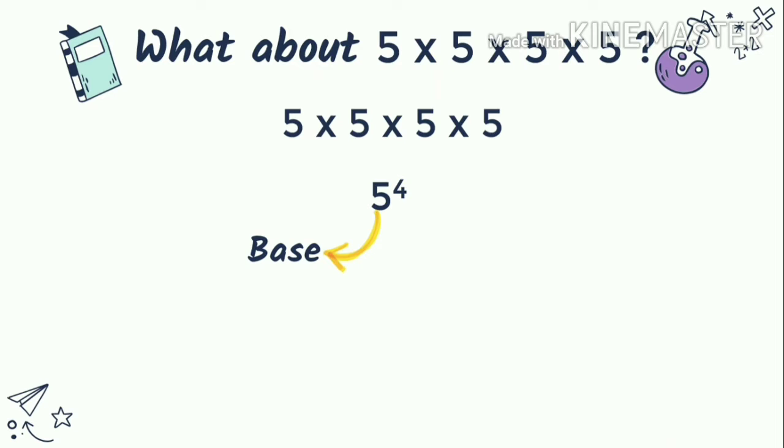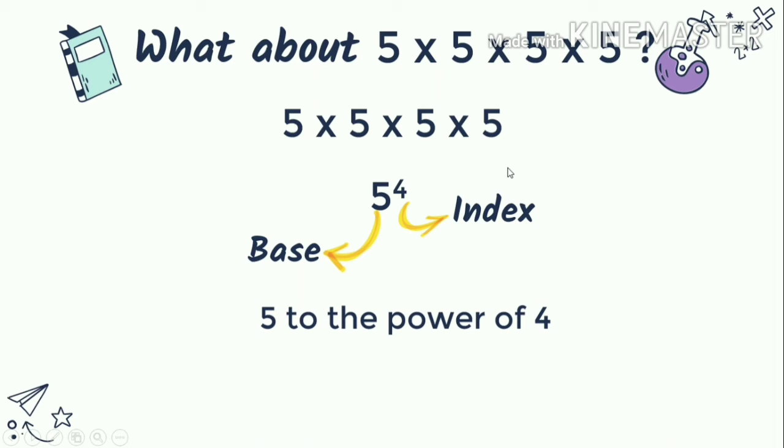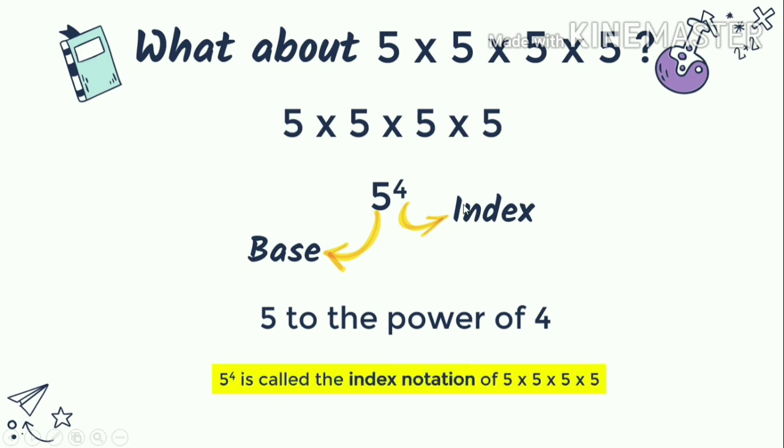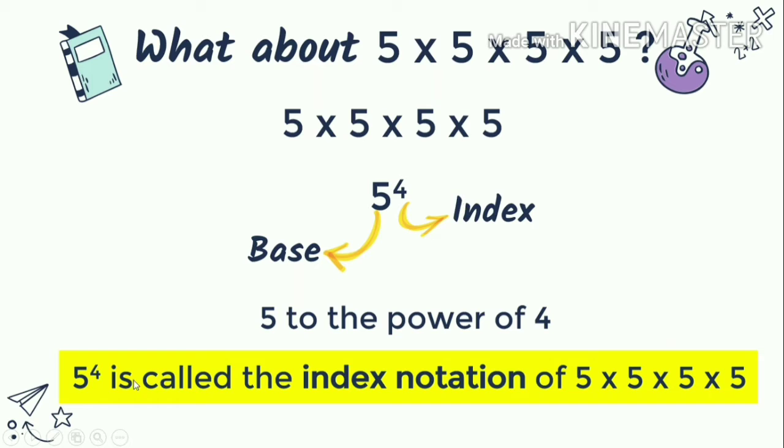So 5 is the base and 4 is the index, and you read it as 5 to the power of 4. Remember that 5 is the base and 4 is the index. So 5 to the power of 4 is called the index notation of 5 times 5 times 5 times 5.